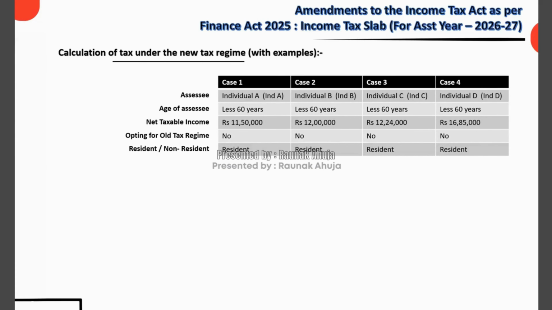So here are 4 cases with 4 different individuals. All the 4 individuals are less than 60 years of age. They have opted for the new tax regime and are residents of India. However, the net taxable income differs from one another. In case 1, the net taxable income is 11 lakh 50. In case 2, the net taxable income is 12 lakhs. Under case 3, it's 12 lakh 24,000. And in the 4th case, it's 16 lakh 85,000.